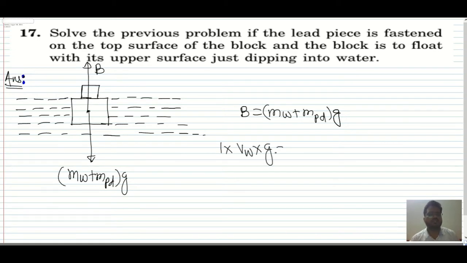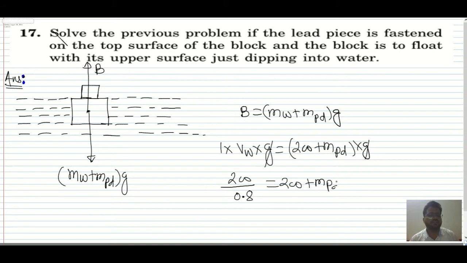Into the acceleration due to gravity is equal to mass of wood, which is given 200 gram, plus mass of lead we want, into g. So this g gets cancelled. Volume of wood we can write as mass of wood 200 divided by 0.8, which is equal to 200 plus mass of lead. Now if you just find out, you will get this is equal to 250 minus 200, and that is equal to 50 ग्राम. So I hope this is clear. तो अगर नीचे इसको लगाएंगे तो 54.85, राइट.